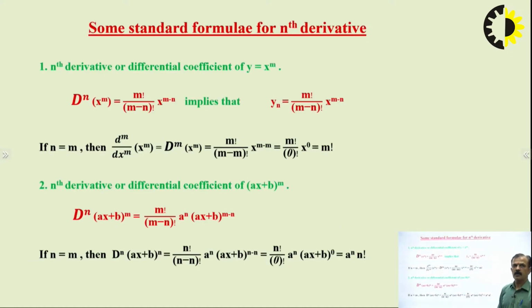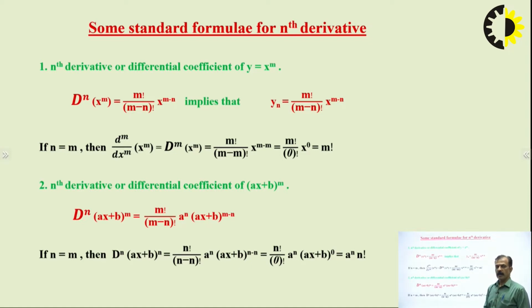Now we will discuss some standard formulas for finding the nth derivative. The first formula is the nth derivative or differential coefficient of y equal to x raised to the power m. The nth derivative of x^m is factorial m divided by factorial (m minus n) into x raised to the power m minus n, denoted by yn.